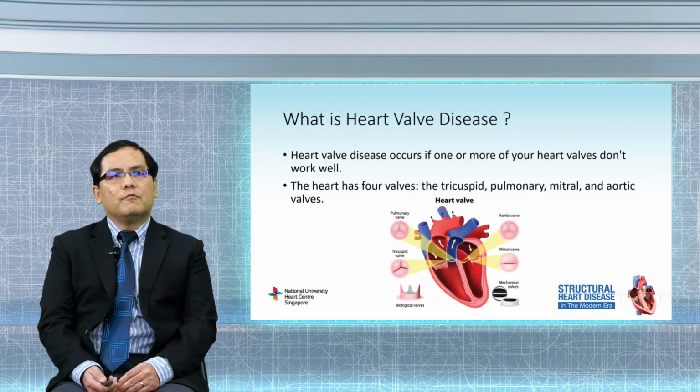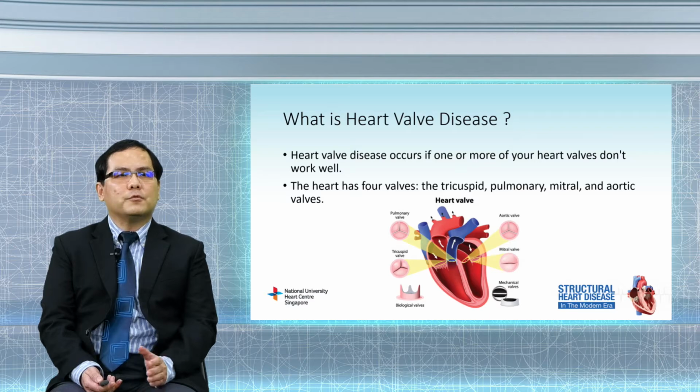So what is heart valve disease? Heart valve disease happens if one or more of your heart valves don't work well. The heart actually has 4 valves. On the right-hand side of the heart, there are 2 valves, which are the tricuspid and the pulmonary valve. And on the left-hand side of the heart, there are the mitral and aortic valve.